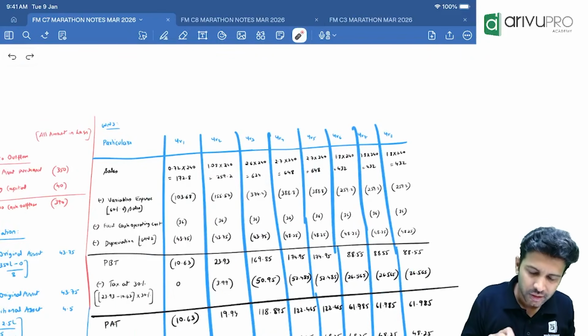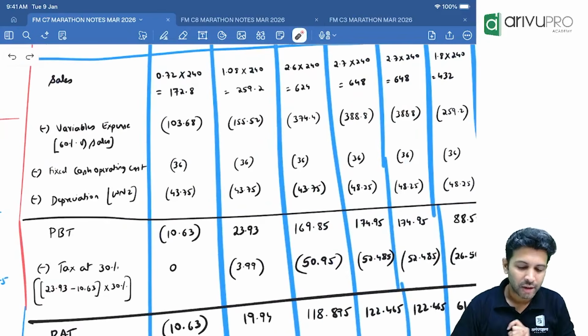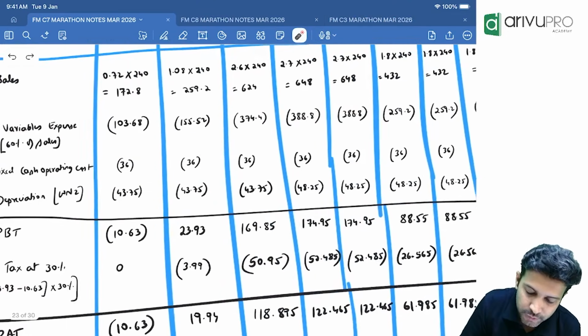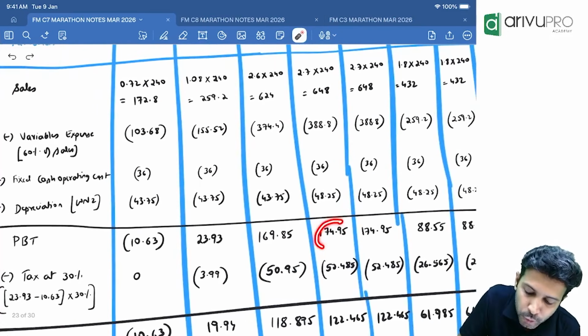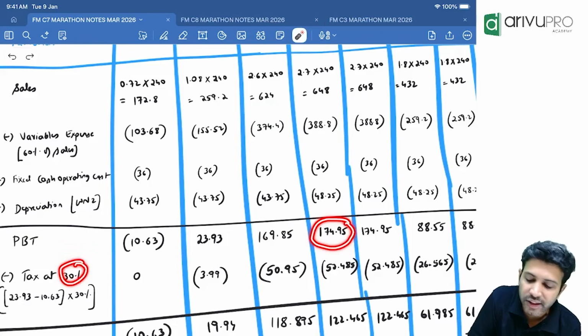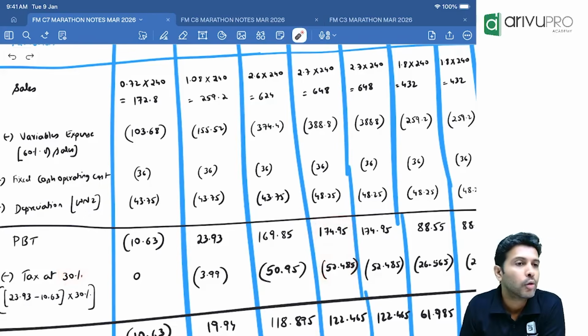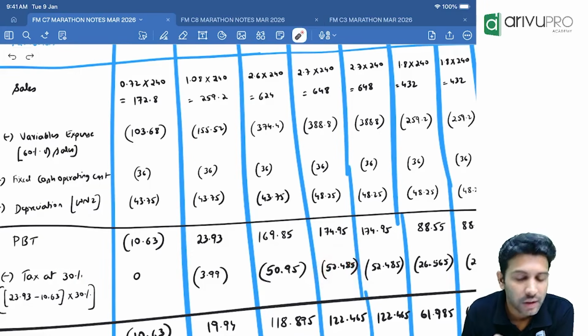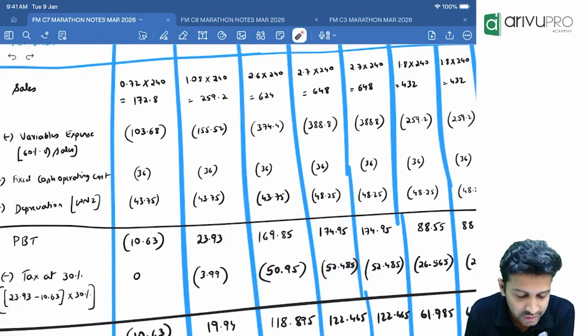But one minute. So ideally what should you do? Tell me according to you. Okay, or maybe first I'll tell you this. Check for the 4th year. How much is profit for the 4th year? 174.95. What is the tax rate? 30%. So how much tax? Calculate 174.95 into 30%. 52.485. This tax we will receive as a company or pay? So inflow or outflow? So this is negative. Correct?